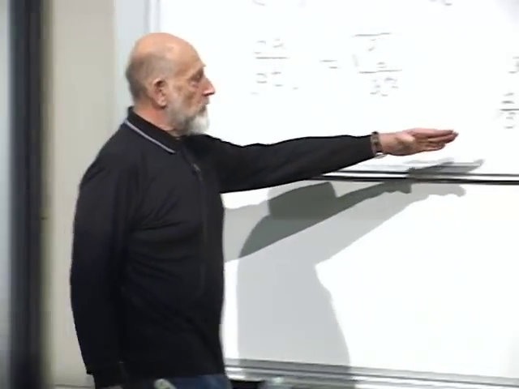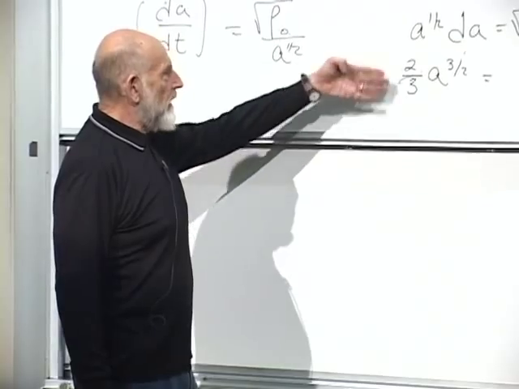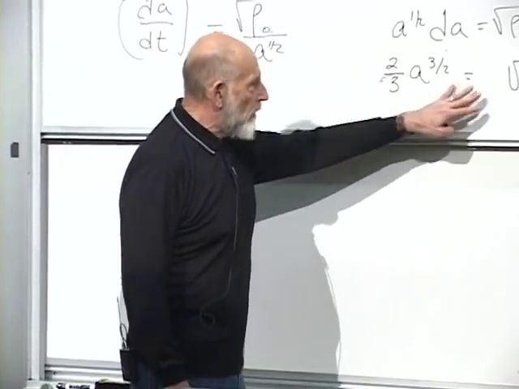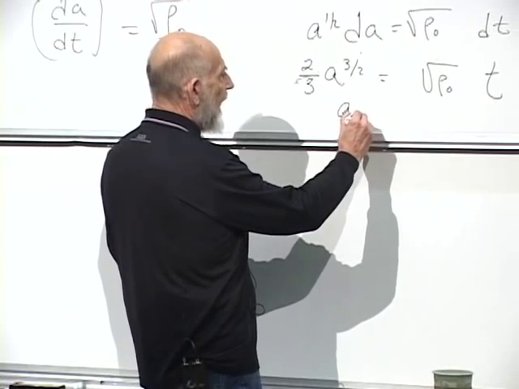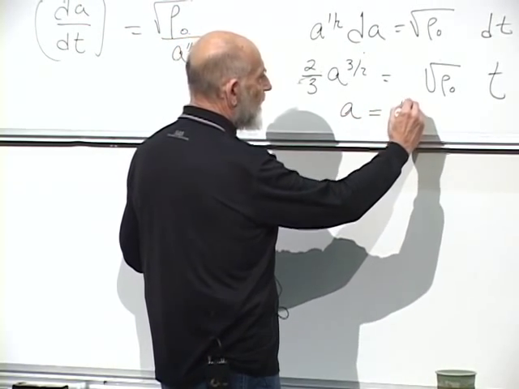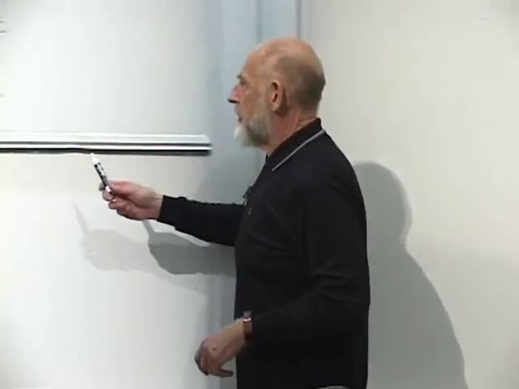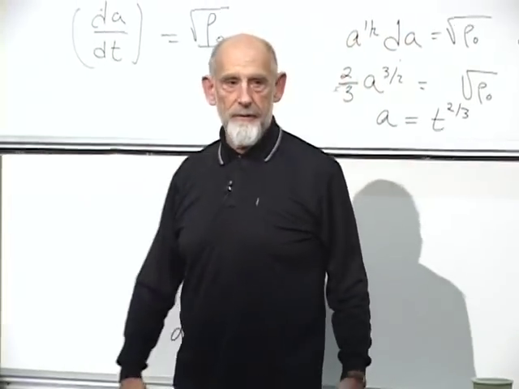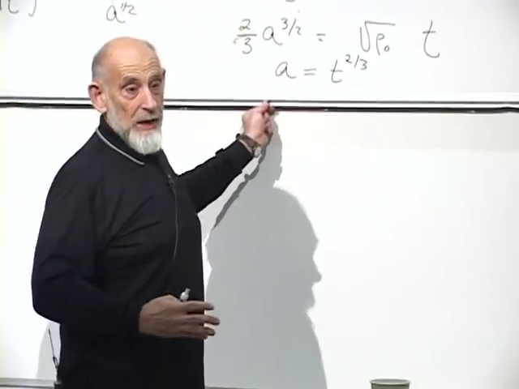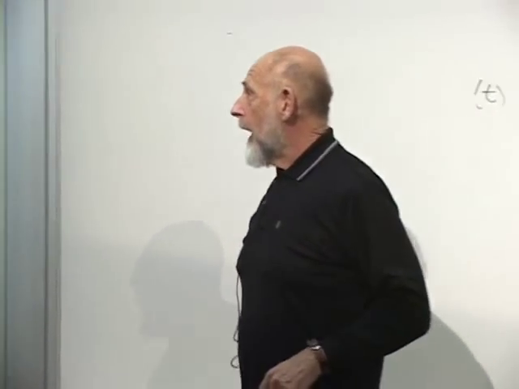And now we know A is a function of time. Forgetting all the numerical constants, 2, 3, rho naught, what it says is that A grows like t to the 2/3 power. The scale factor grows like t to the 2/3 power because the energy density has a particular behavior. That's cosmology. That's standard, absolutely standard cosmological expansion. A growing like t to the 2/3.